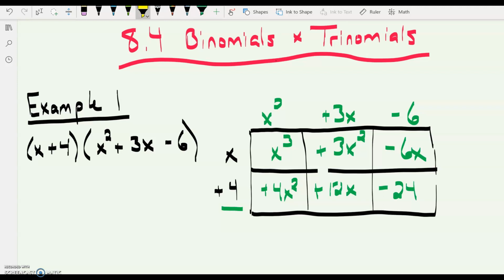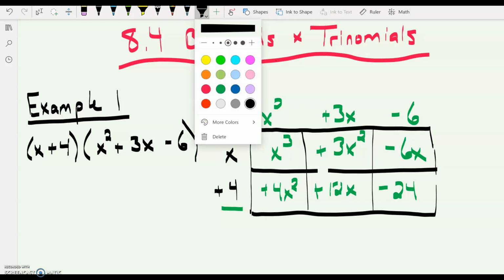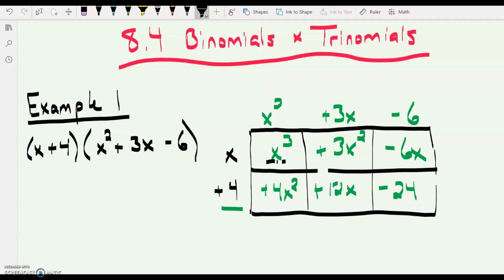So what we want to take a look at here is our x cubed term in the top left corner. There are no like terms, so I'm going to pull that out for my final answer. And then I'm going to get rid of it because I used it. Now we have positive 4x squared, and if we look at the diagonal here, we have a positive 3x squared. So when we combine our like terms here, we have the positive 4x squared plus a 3x squared. That's going to give me a positive 7x squared. And we'll get rid of those because we used those.